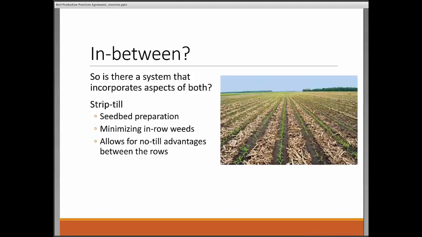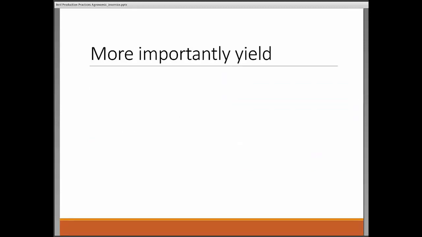So it takes the advantages of both while minimizing some of the disadvantages. The question becomes, more importantly, does it impact yield? Realistically, we have a graph here that in our canola production system, what we've seen is that compared to a conventional tilled system, our strip-tilled system yielded about the same and actually out-yielded the no-till systems by about 30%.